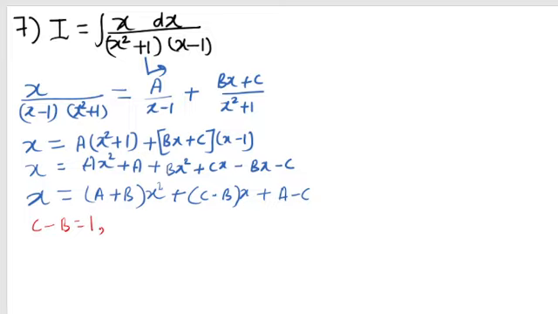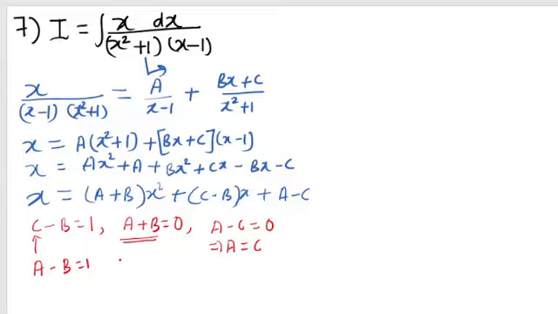Another equation: the x square coefficient a plus b is equal to nothing, there is no x square on the left, that means 0. Third one, a minus c is also equal to 0, as there is no constant term. So from here we can say that a is equal to c. That means we can replace c with a in these equations, so c is equal to a, and this will become a minus b is equal to 1, and here we have a plus b is equal to 0.